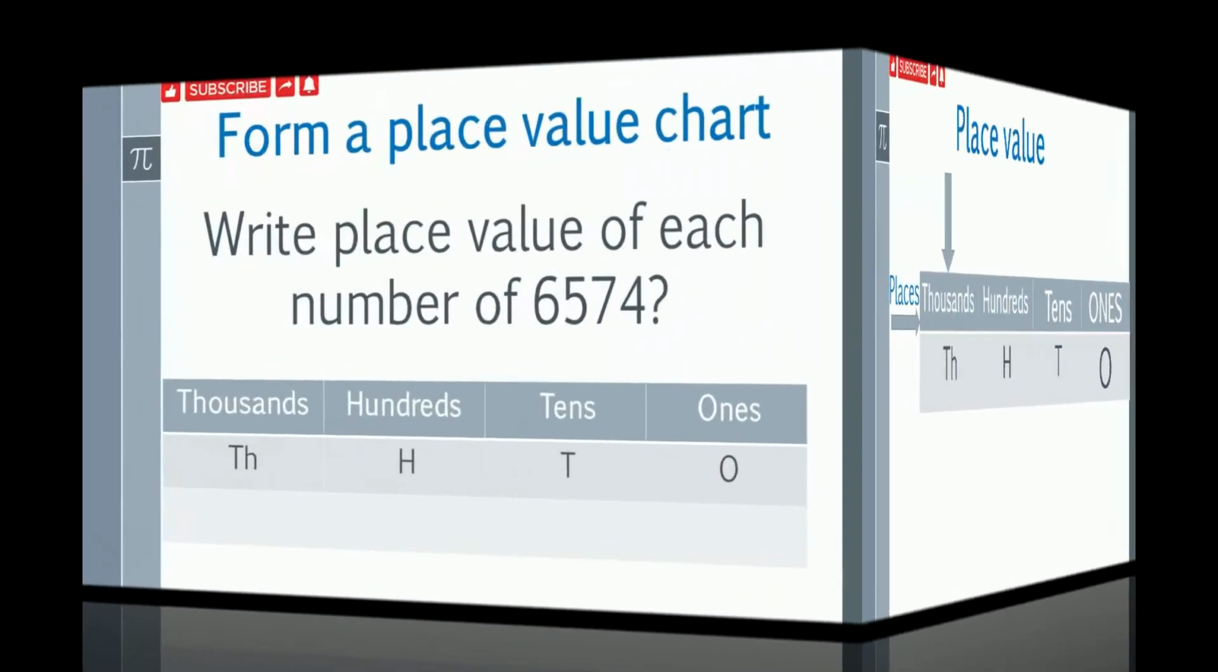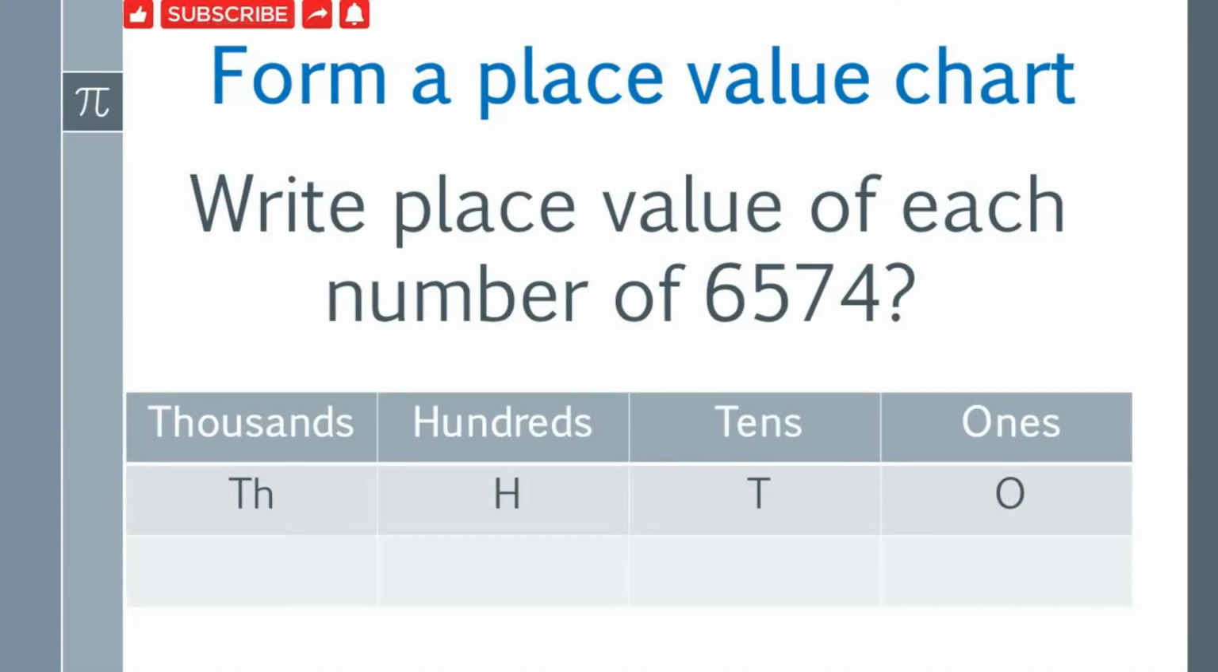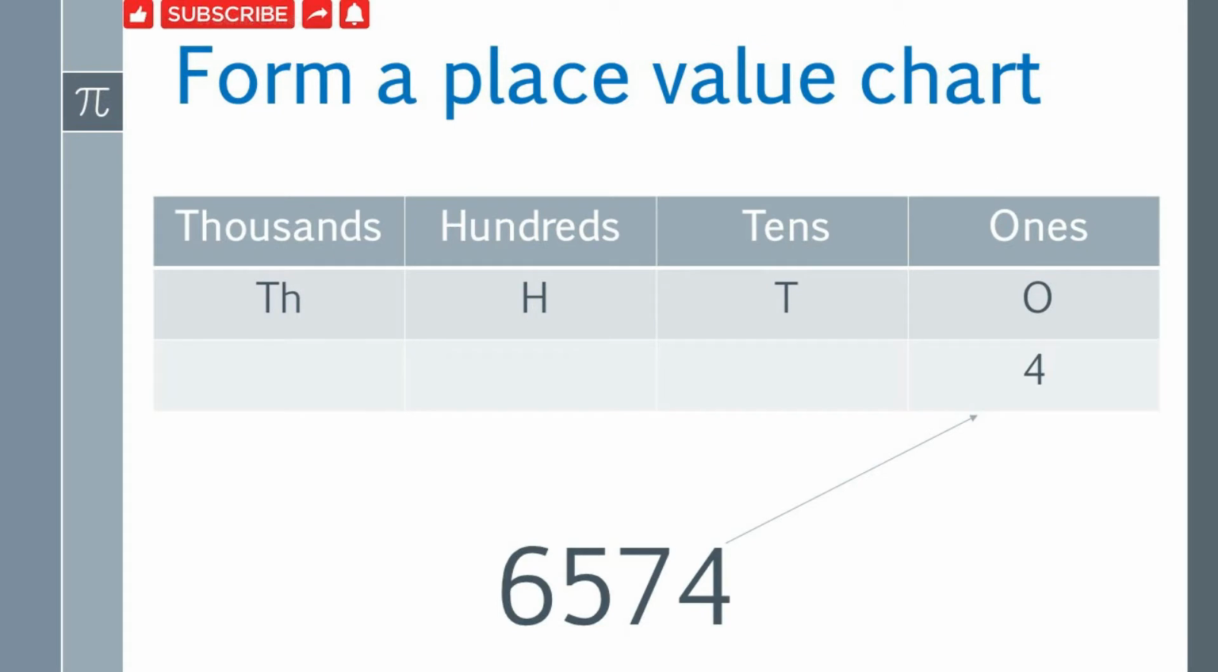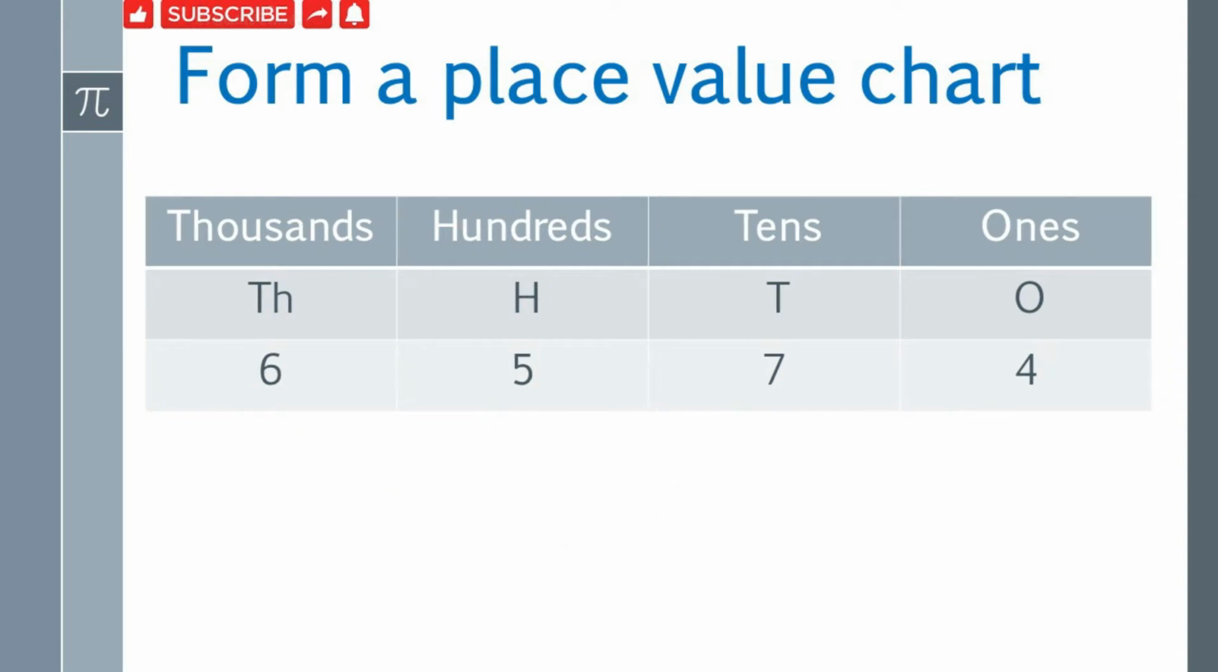Now children, let us form a place value chart with the help of an example. Here I have taken a number 6574. In this, the first digit is 4. It goes to ones place. Second digit is 7. It will go to tens place. Third digit is 5. So it will go to hundreds place. And the last digit is 6. It will go to thousands place. This is how we form a place value chart for a given number.